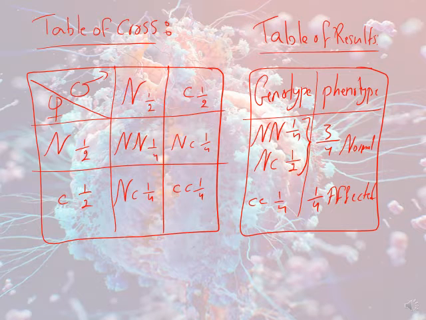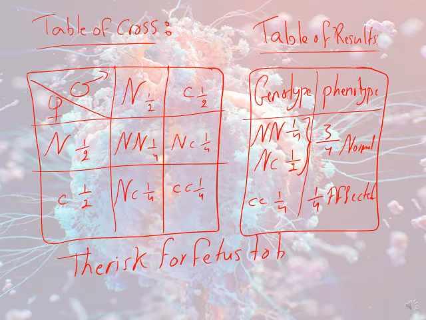So here, the risk for the fetus to be colorblind is 1 over 4.